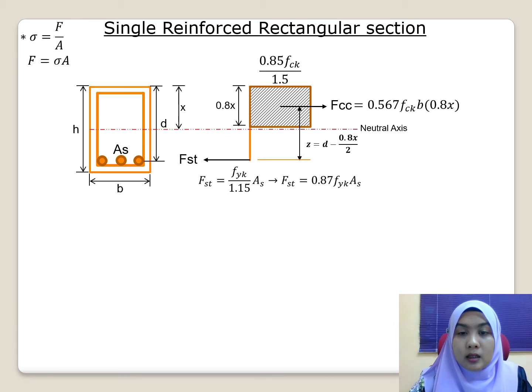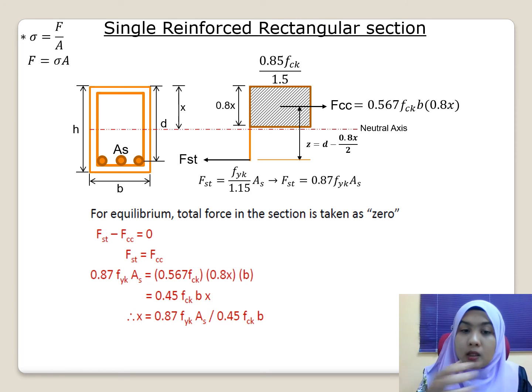So here is the lever arm, which is the distance between the FCC and FST. Since we know that the top surface to the FST is the d value, and here is half of 0.8x, you get the Z value equals d minus 0.8x divided by 2. Okay, then we compute the equation for our neutral axis using the equilibrium equation, which means that the total force must be equal to 0. As you can see here, FST is pointing to the left and this one is pointing to the right.